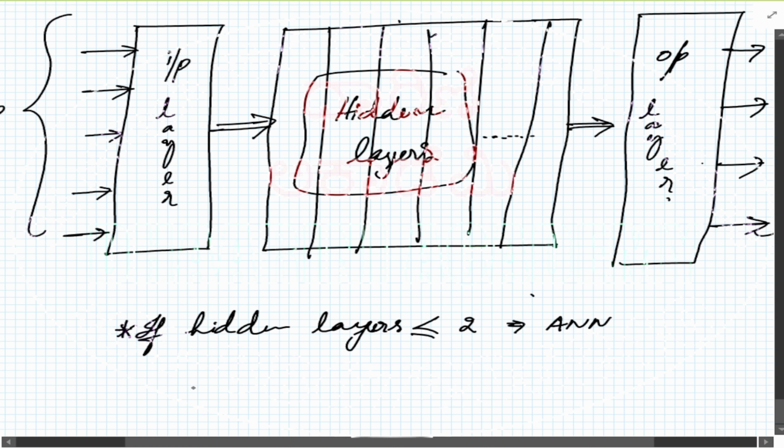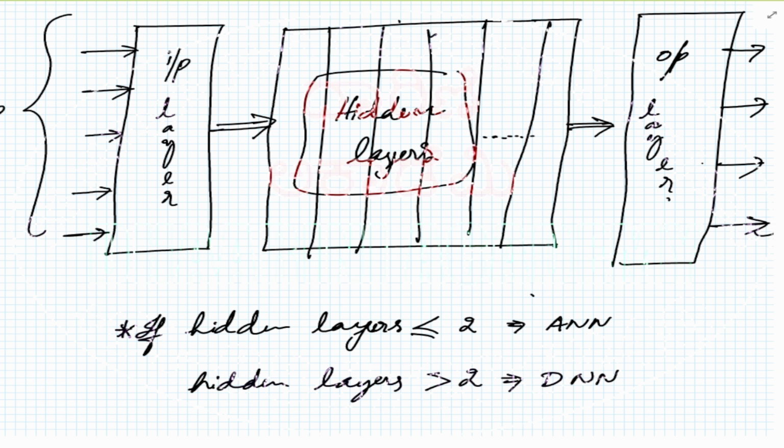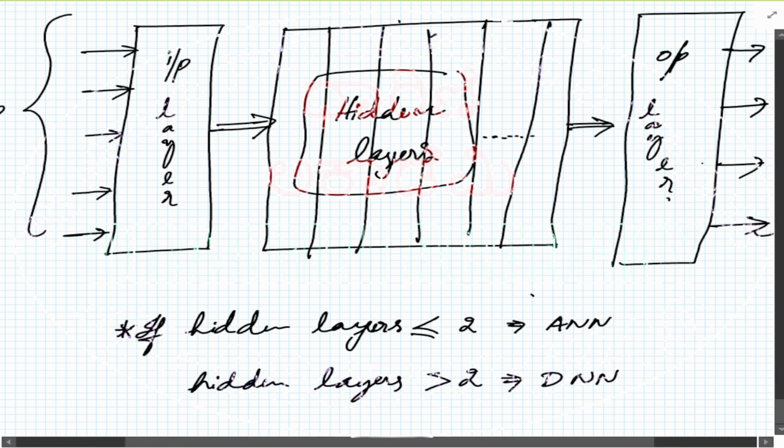But if the layers are more than 2, then it is called a deep neural network. So that is the only difference. Very simple, I'm trying to keep it as simple as possible. In the same architecture we have drawn just now, keep the hidden layer size at just 1 or 2. Then that is the basic structure of a neural network. You can call it using the concepts of neural networks.